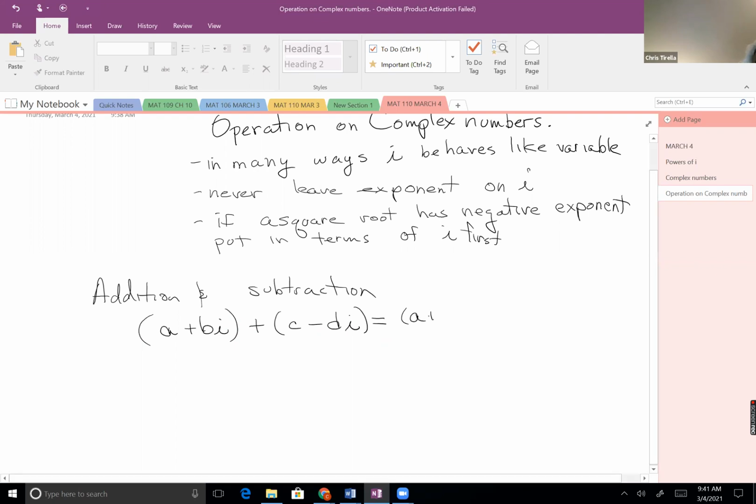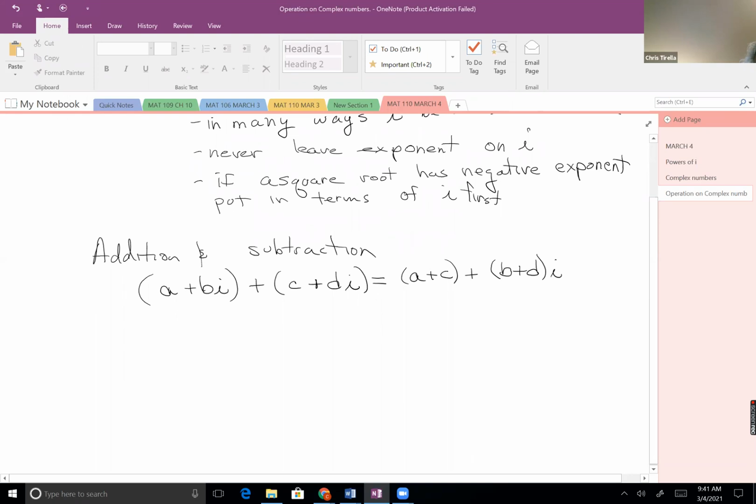I add the real parts, a plus c. I'm sorry, that should have been a plus c. And I add the imaginary parts, b plus d times i. It's kind of like combining like terms.